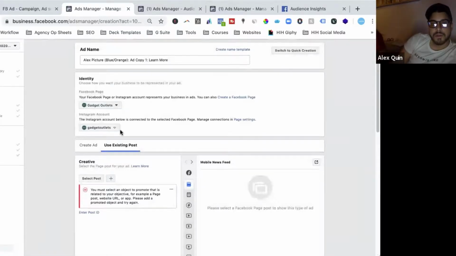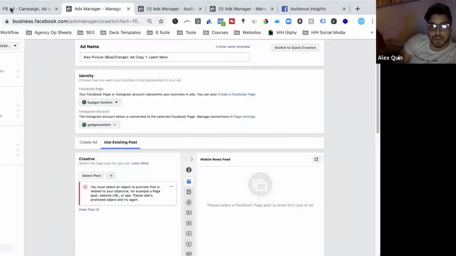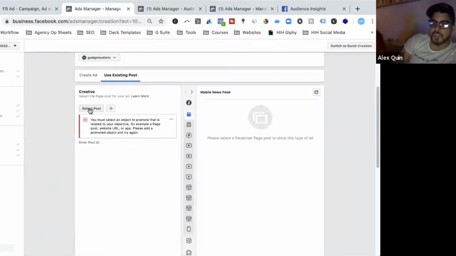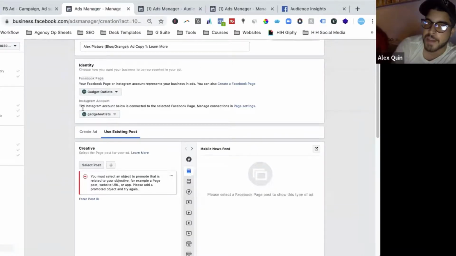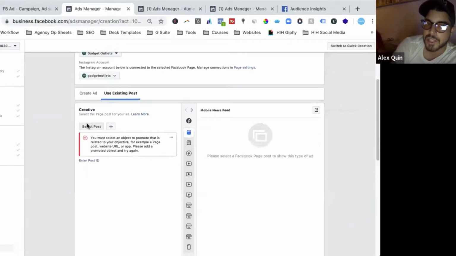Continue. You pick your pages, okay? You follow the naming conventions that you're going to have in the sheet, in the doc. What you're usually going to want to do is, before you run a video ad, you post a video on your Facebook page. Once you post a video on your Facebook page, it's going to allow you to post it on Facebook and Instagram. So what you do here is you click select post.